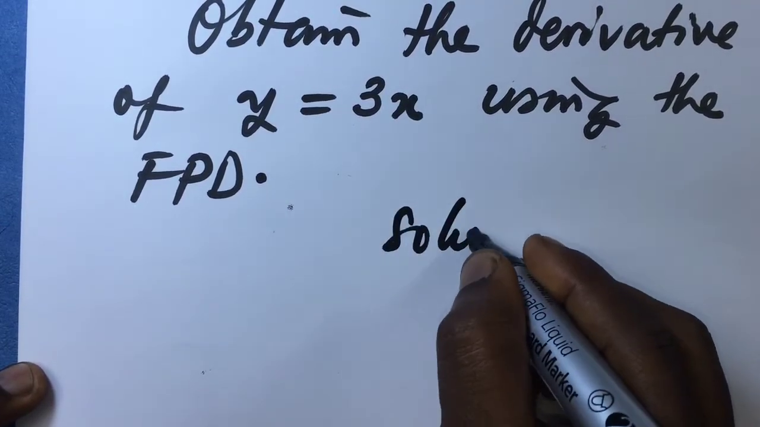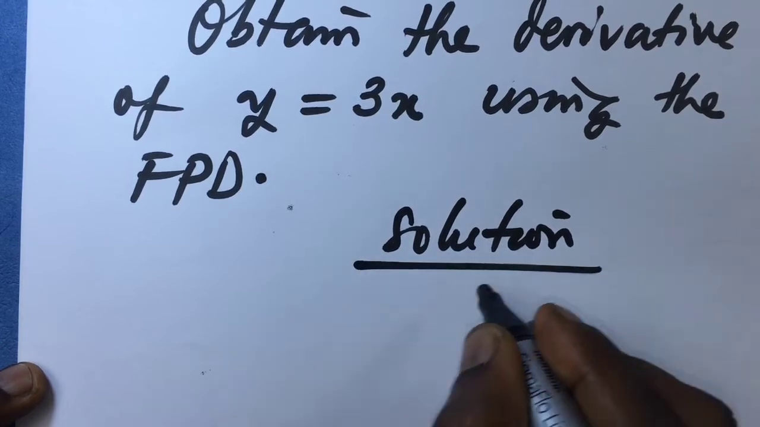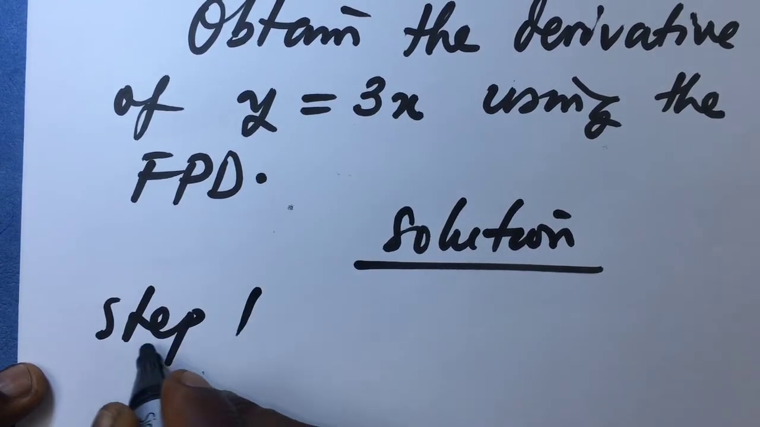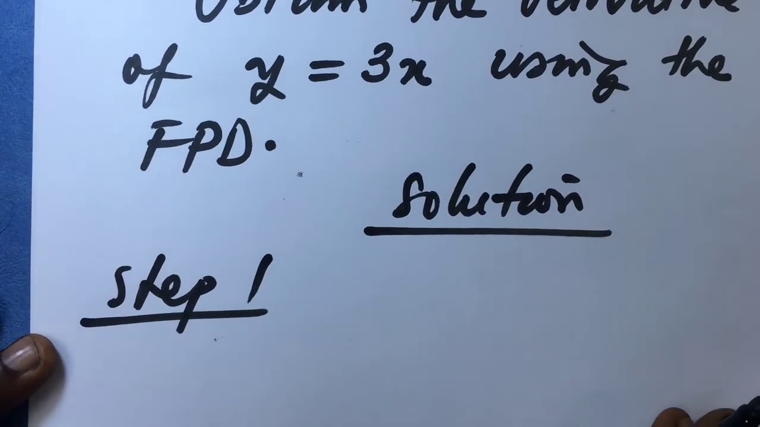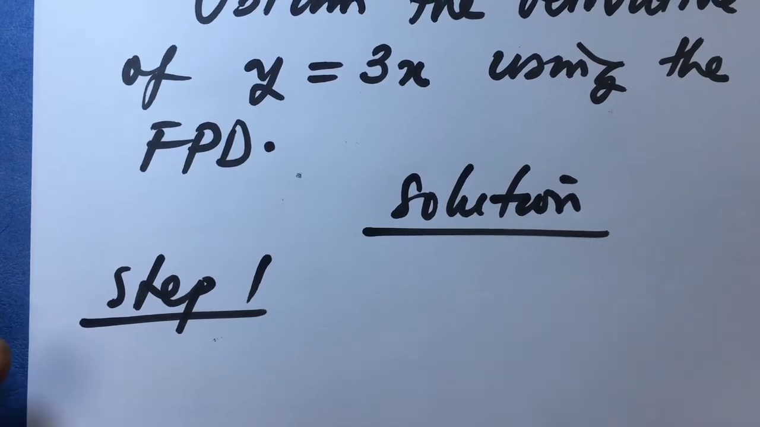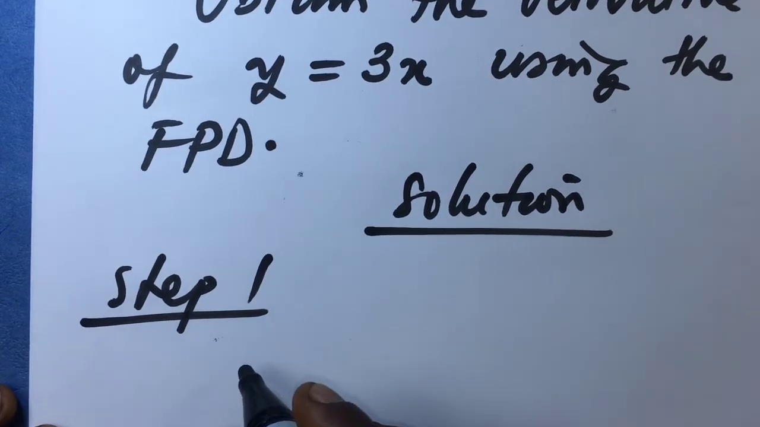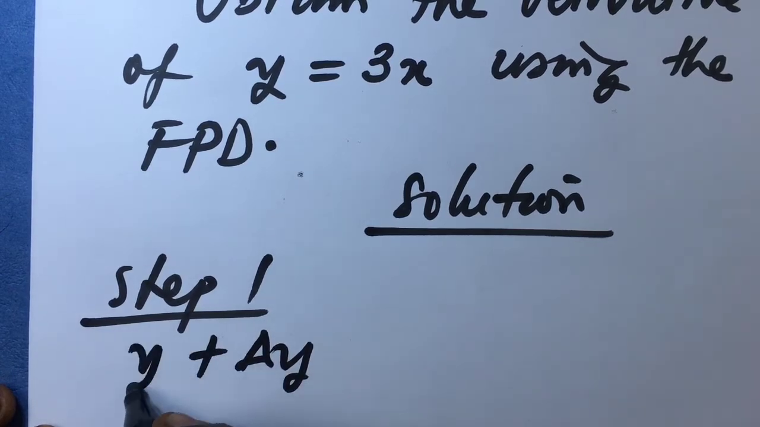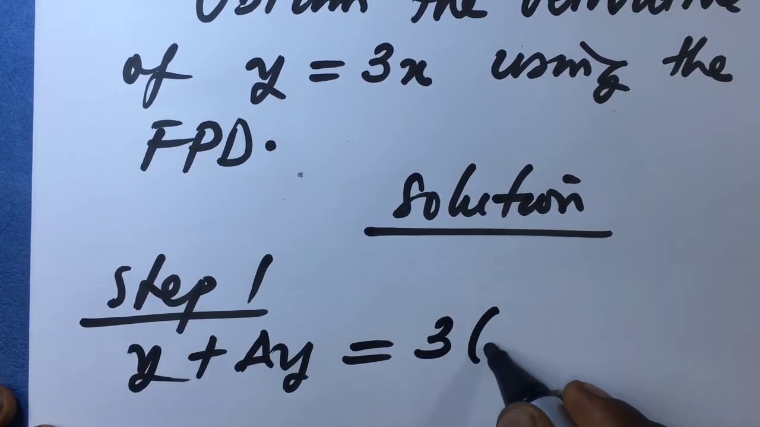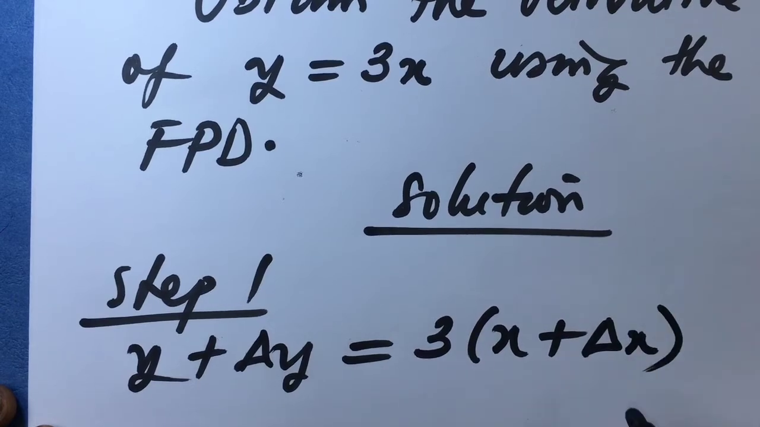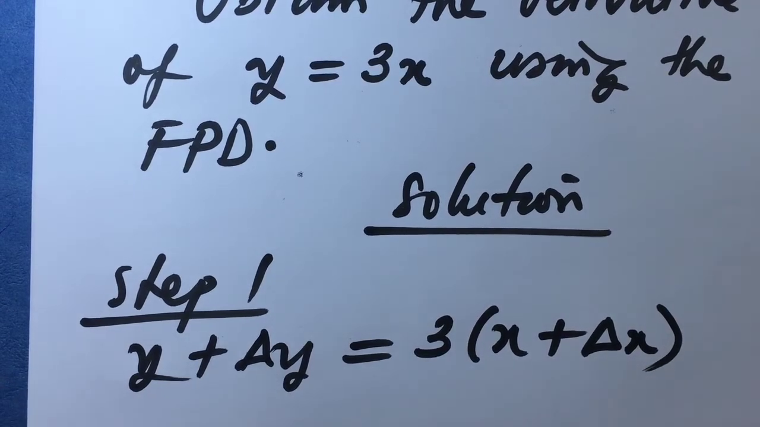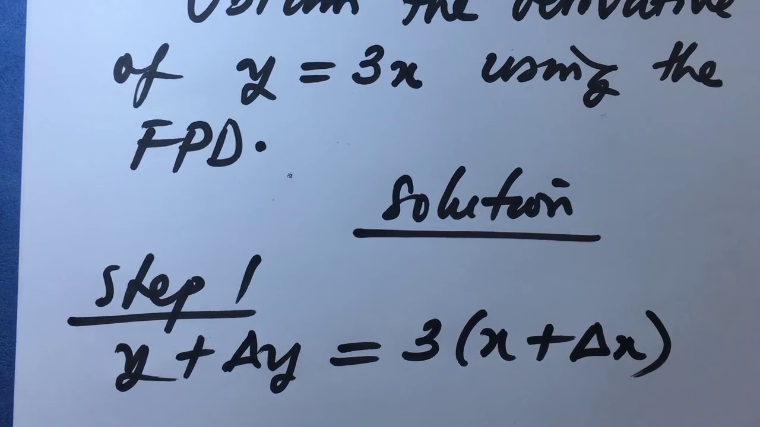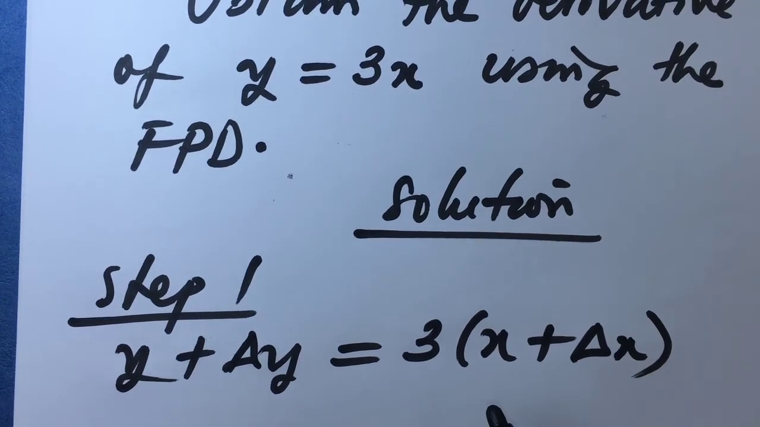So as a solution to the problem, let's consider step 1 again. In step 1, we are to obtain the change in y, that is the infinitesimal change in y. So I'm going to do this. Change in y must have come from a change in x. So take note, it is not 3x that is changing, it is x that is changing, okay? So y plus change in y must have come from x plus change in x. It must have come from an infinitesimal change in x.